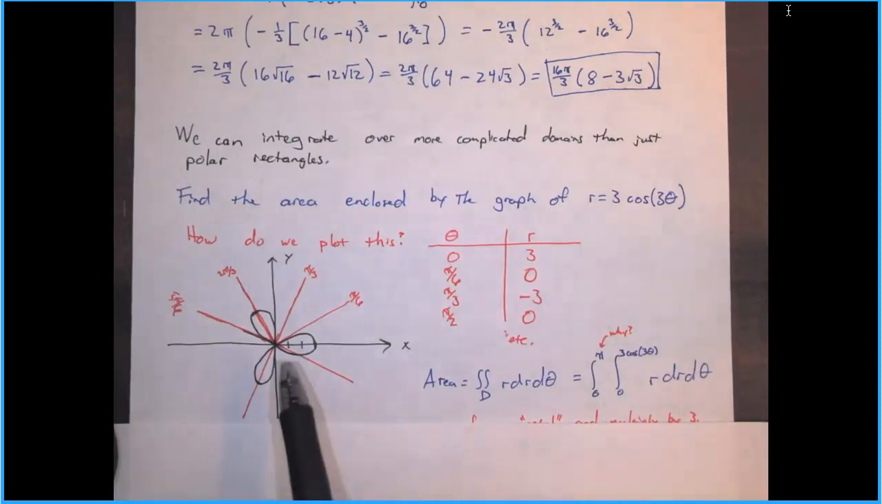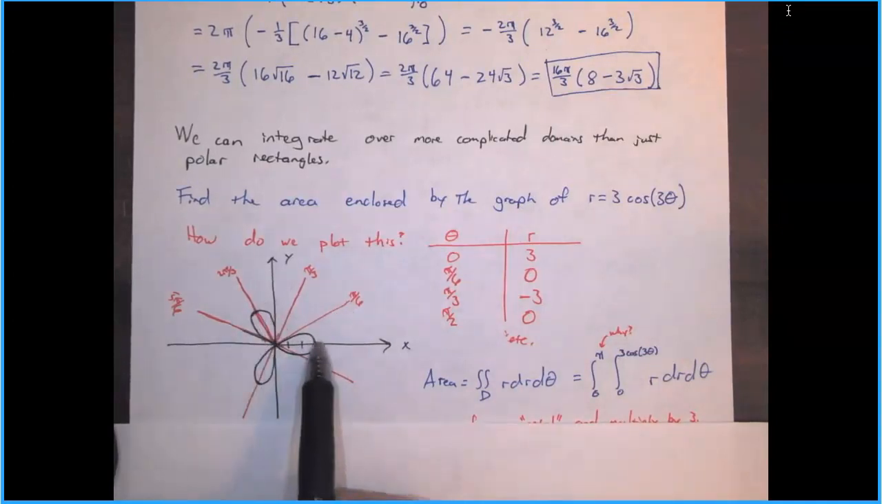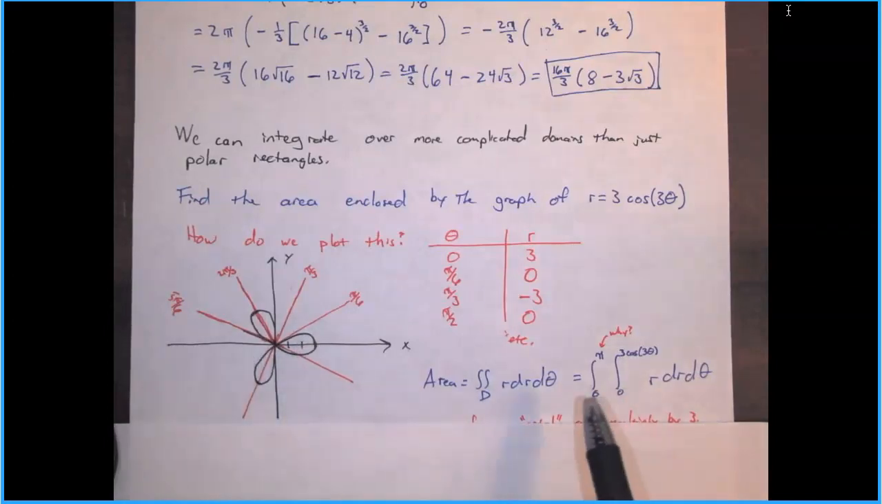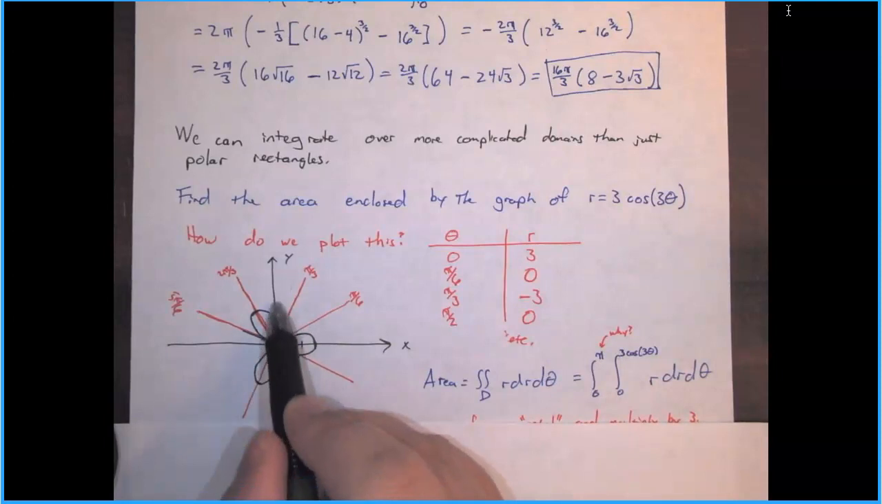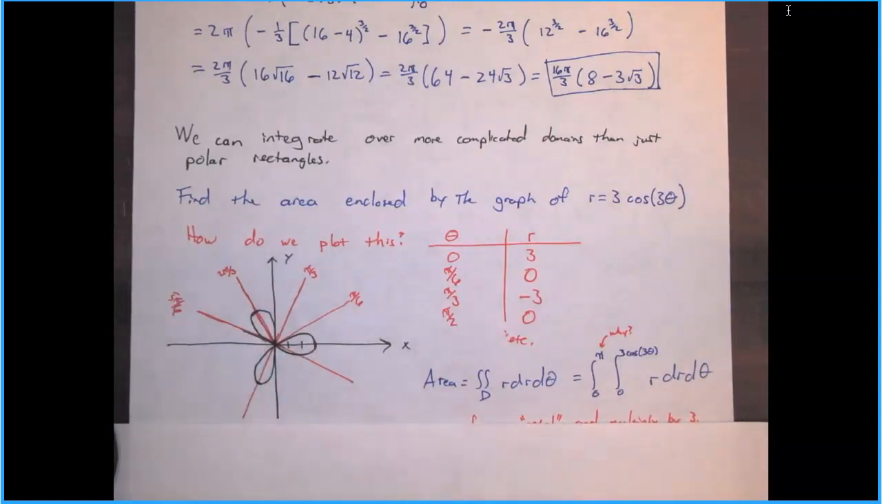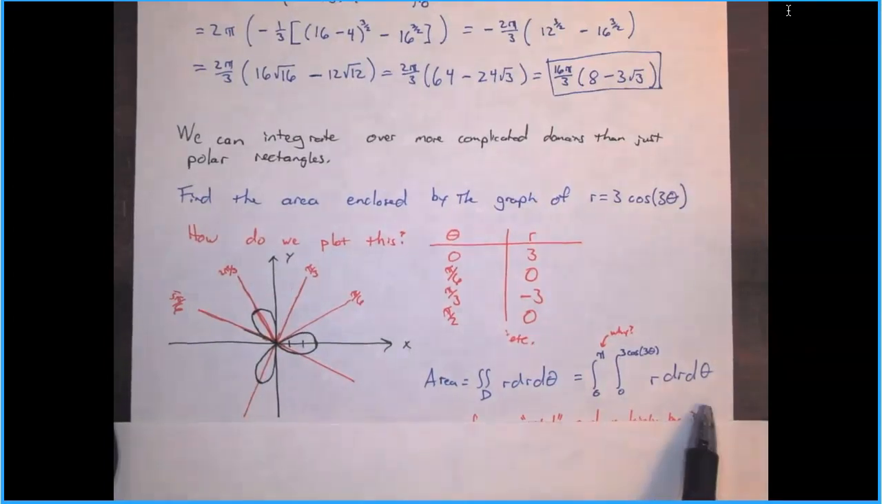Why am I going from 0 to pi? Well, I want the area inside this curve, so I need to go around this curve once. And as I go through this, when I got to pi, I was back where I started. So when theta is pi, I've gone around the curve once. If I integrated from 0 to 2 pi, I'd be going around this curve twice, and I would get twice the area that I need. Okay? So this is the integral you need to evaluate. Integrate r from 0 to 3 cosine 3 theta, and then integrate theta from 0 to pi. So that's one way to do it.